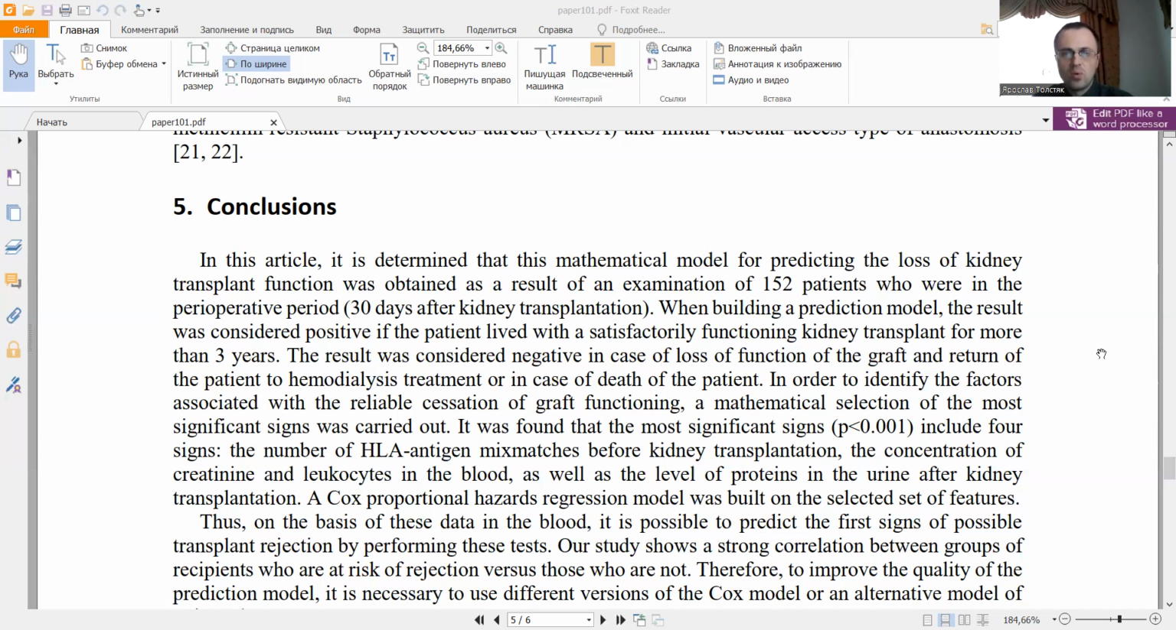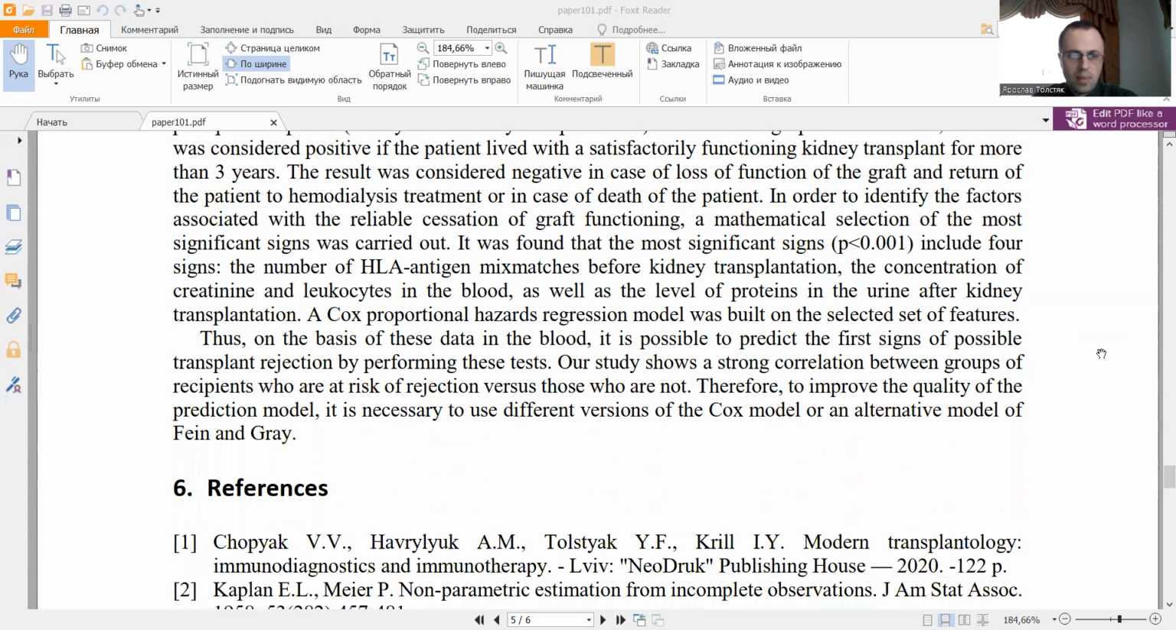It was found that the most significant signs include 4 signs: the number of HLA antigen mismatches before kidney transplantation, the concentration of creatinine and leukocytes in the blood, as well as the level of proteins in the urine after kidney transplantation. A Cox Proportional-Hazards regression model was built on the selected set of factors.